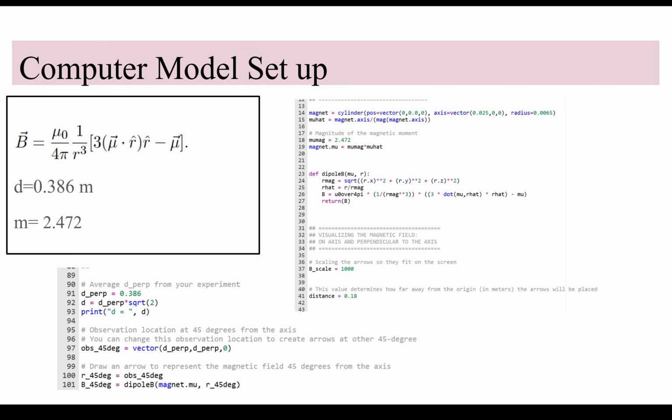So using all of these values, we can go ahead and set up a computer model for the off-axis magnetic field. So here we have an equation which was provided to us, which is just a derivation of the original Biot-Savart law that was our main principle for this lab. And then we're going to maintain the perpendicular distance, 0.386, and then the mu value that we found, which is 2.472. And these are the most important sections of the coding in GlowScript.